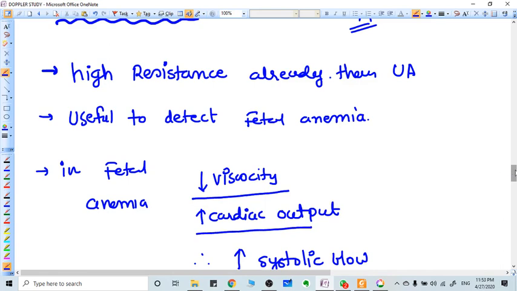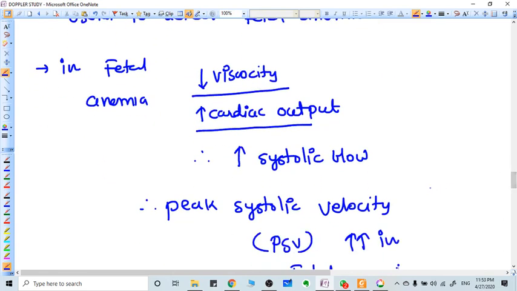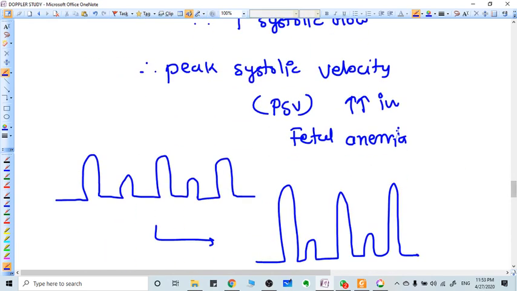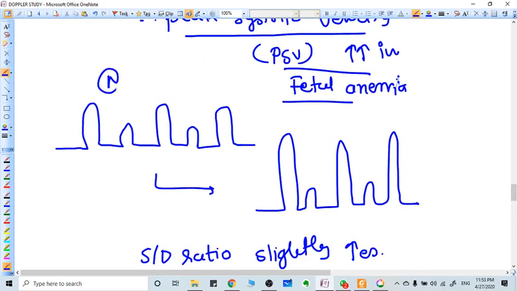When there is a fetal anemia, what happens? The systolic flow is very high. So the systolic waveform is very high. And what we measure here is a peak systolic velocity. In fetal anemia, systolic velocity increases. For example, this is a normal waveform and this is C. Systolic waveform is very high. Diastolic is same, but systolic is very high.